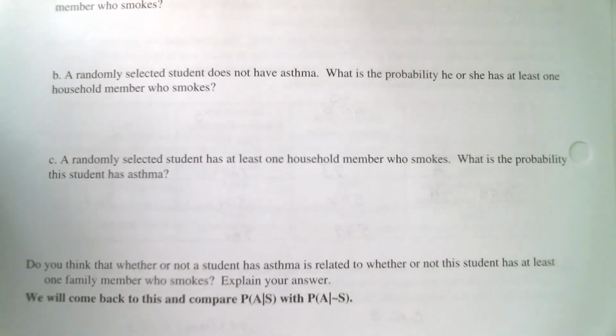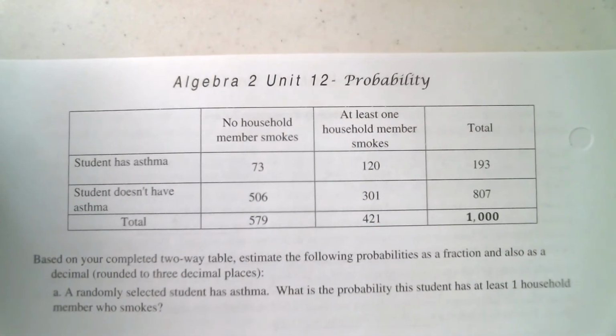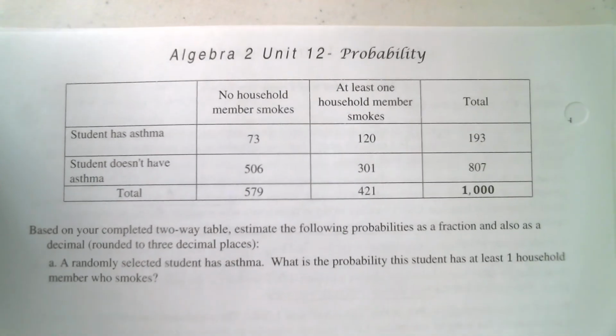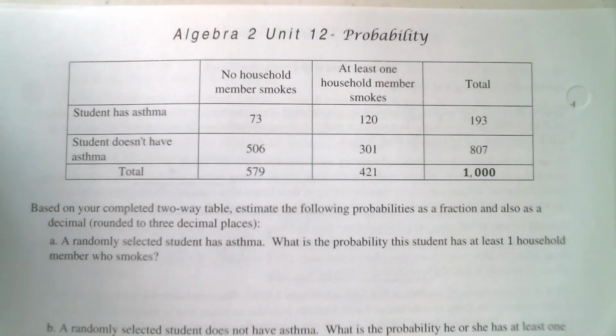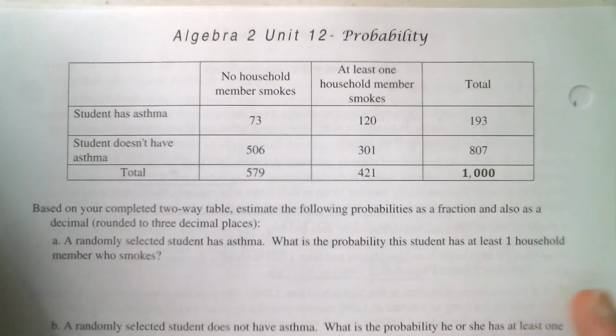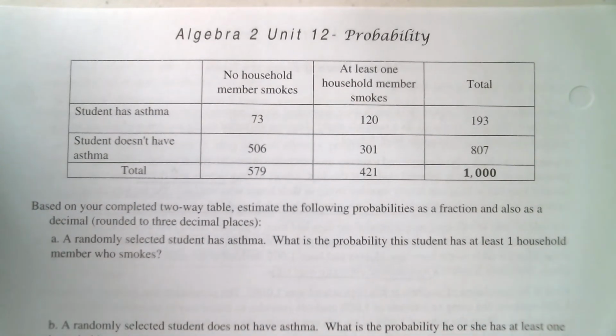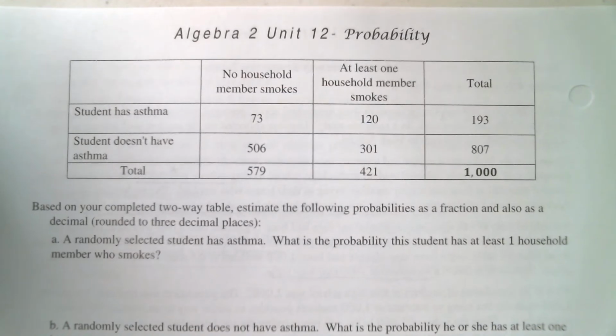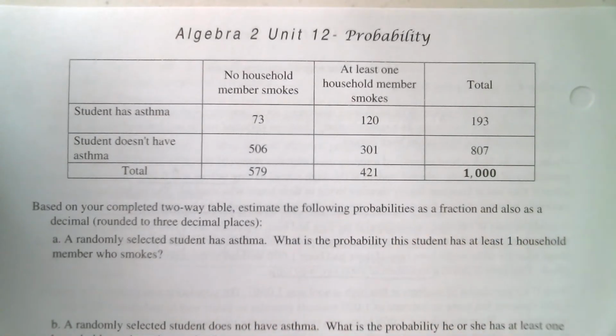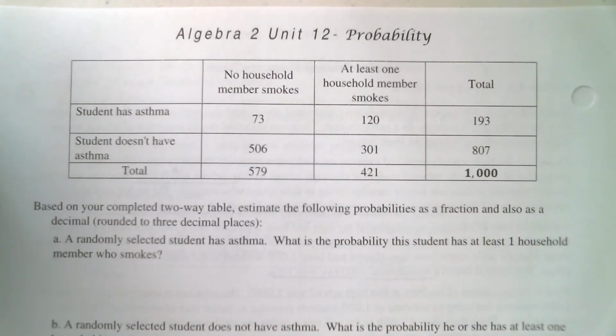There it is for us on the other side. Top of the next page here. Okay, now, based on your completed two-way table, estimate the following probabilities as a fraction and also as a decimal rounded to 3 decimal places.